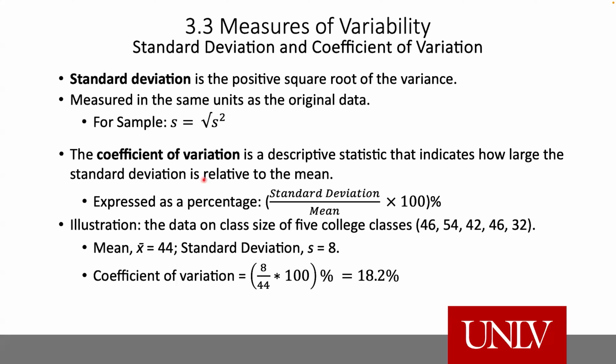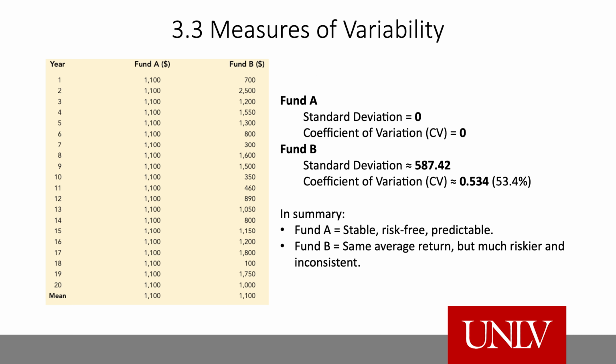The standard deviation tells us whether data points are tightly clustered or widely spread. So for example, let's check this funding comparison again. We can calculate that fund A has 0 standard deviation and 0 coefficient of variation. But fund B has around 587 standard deviation and 0.534 coefficient of variation.